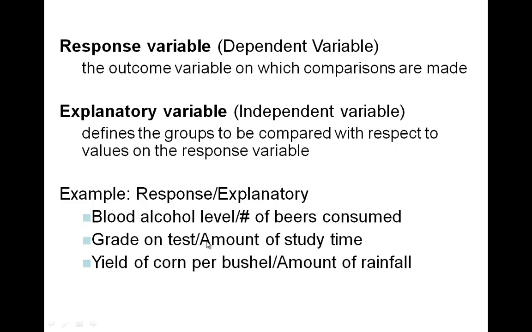Same thing on this one here. Grade on a test, amount of study time. First you study, then you get a grade. So since this one comes first, this is the independent variable. Our independent variable x would be the amount of study time, and the dependent variable, or y, would be grade on the test, since your grade on the test hopefully and often depends on how much you study.